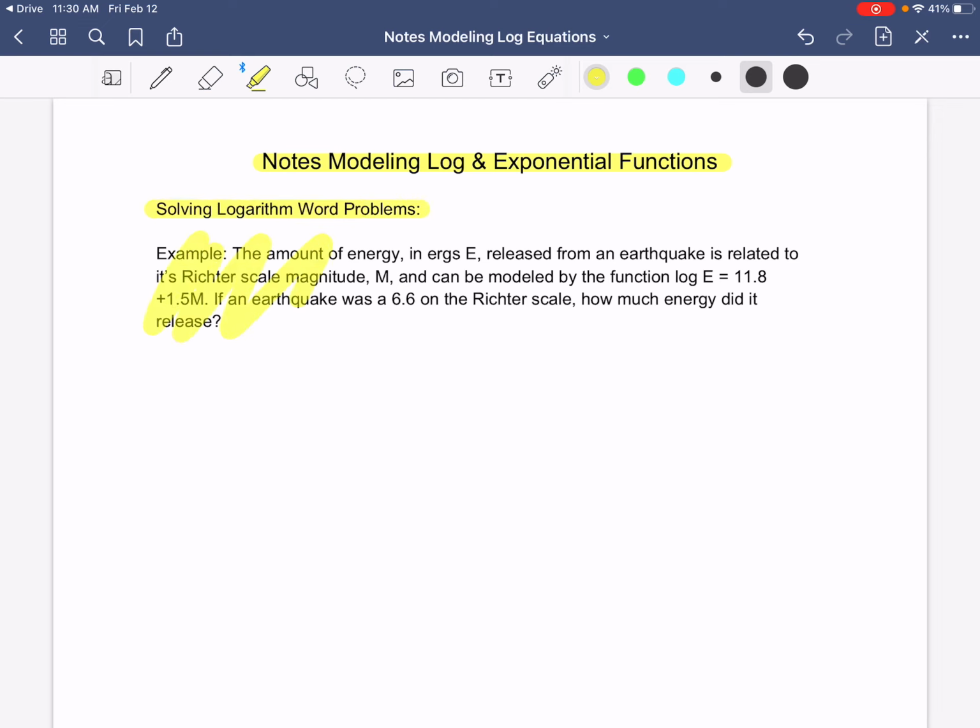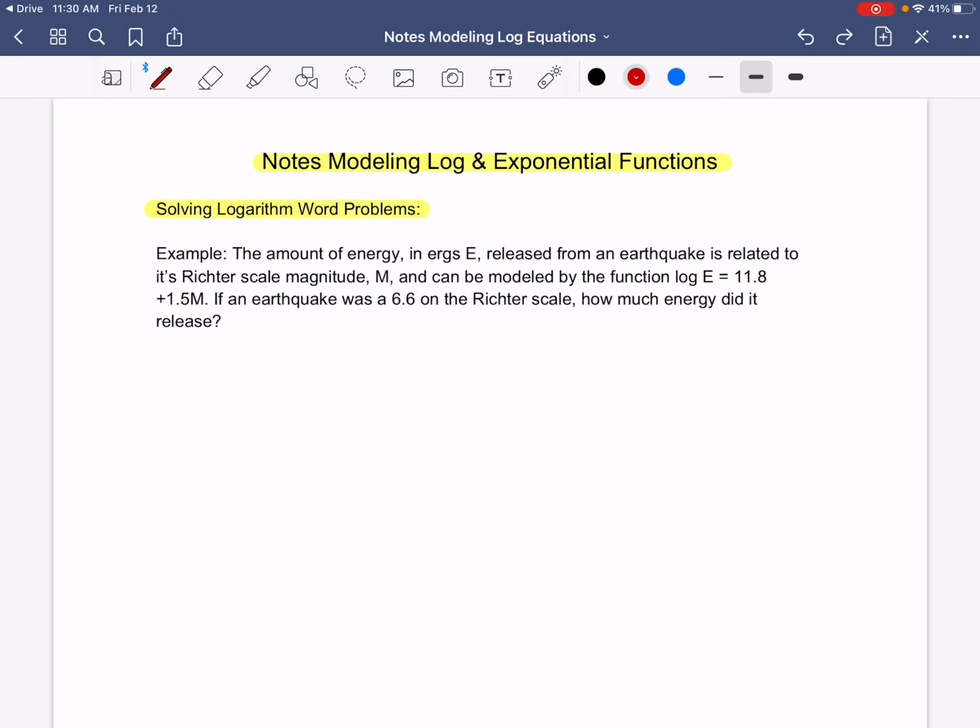So go ahead and write down your one example. It says the amount of energy in ergs E released from an earthquake is related to the Richter scale magnitude M and can be modeled by the function log E equals 11.8 plus 1.5 M. If an earthquake was a 6.6 on the Richter scale, how much energy did it release?